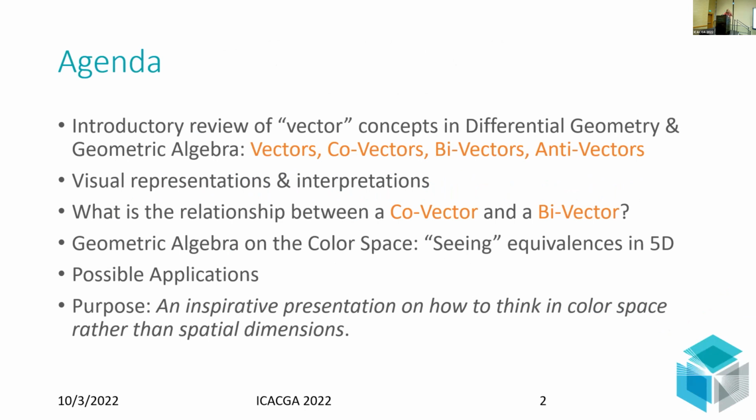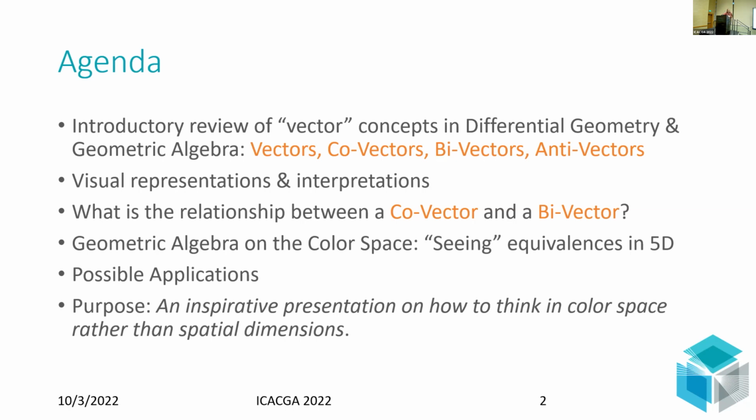So I'll start by making a little bit of a review of the concept of what a vector is in the field of differential geometry, which is my original background, and later I came to geometric algebra. We had different kinds of concepts of vectors which we encounter there, like vectors and covectors in differential geometry, and geometric algebra has the concept of bivectors and antivectors. And I always want to have a visual representation of everything to see what it means visually. So I'm coming up with some visual representations of all these concepts.